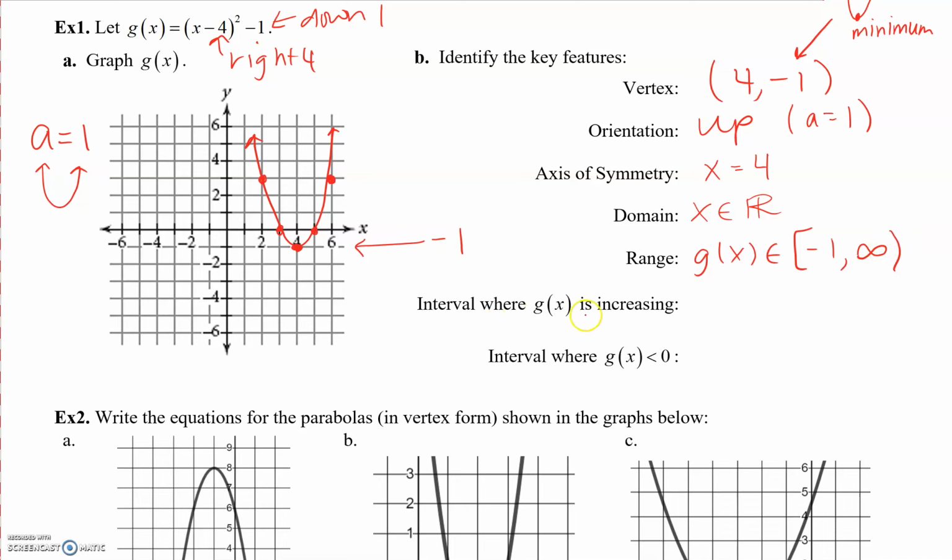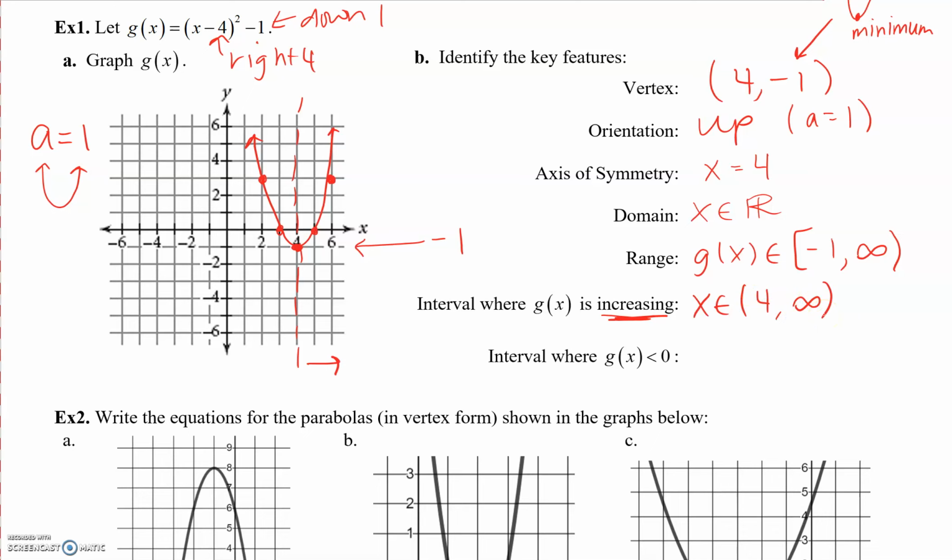The interval where g of x is increasing, well, we know that increasing means a positive slope. So looking on this graph, I could see pretty easily that this graph has a positive slope as long as I'm on the right side of this axis of symmetry. On the right side of this graph, I have a positive slope. On the left side, I have a negative slope. So my interval should go from 4 to infinity.